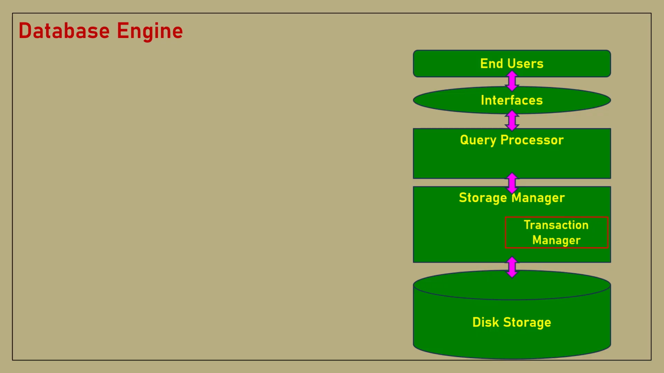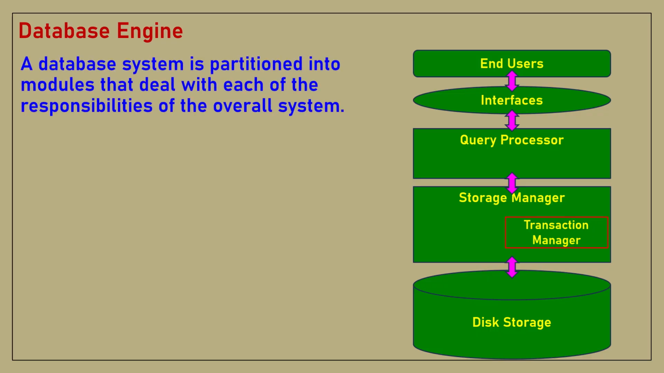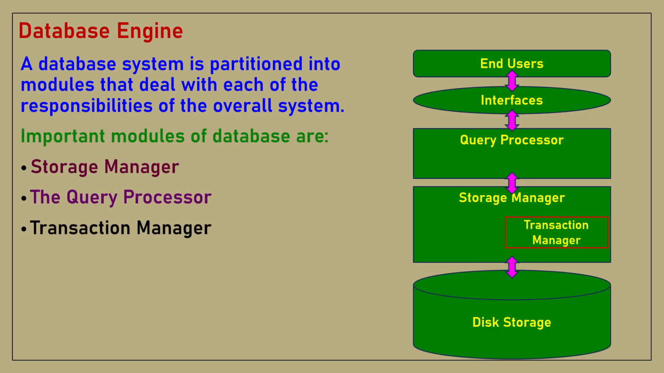Database engine. A database system is partitioned into modules that deal with each of the responsibilities of the overall system. The database structure in the image gives an overview of the architecture of the database, and the detailed architecture will be discussed in this video later. Three important modules of the database are Storage Manager, Query Processor, and Transaction Manager.